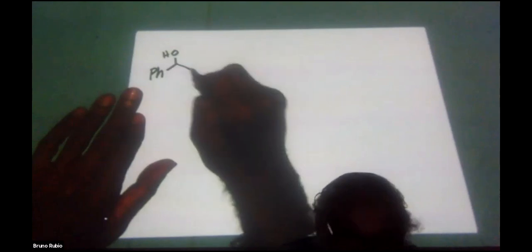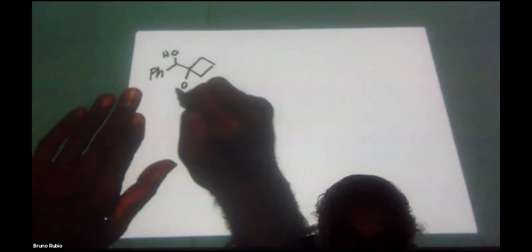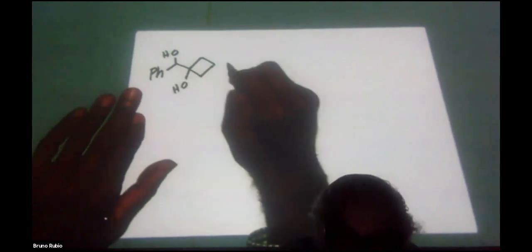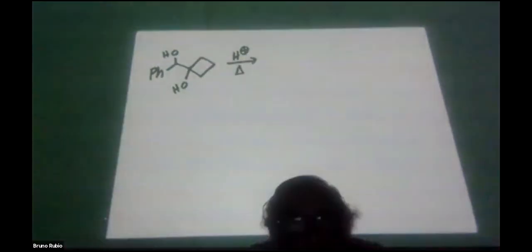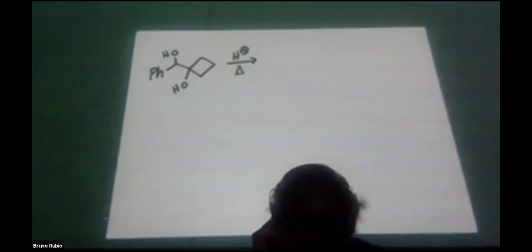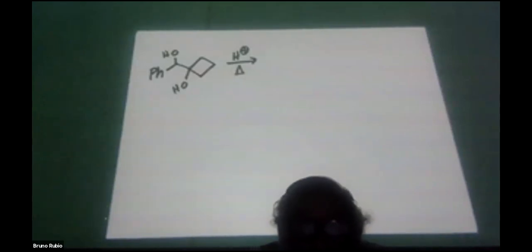Ph, that means a benzene ring. H plus, heat. Is it a pinacol? Is it a 1,2 diol? Well, it most certainly is. First step is going to be protonation of one of those OH groups, but now this thing isn't symmetrical anymore.